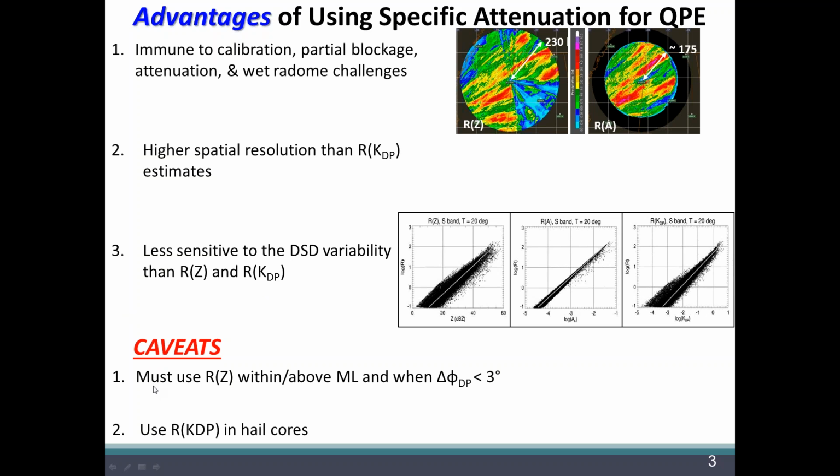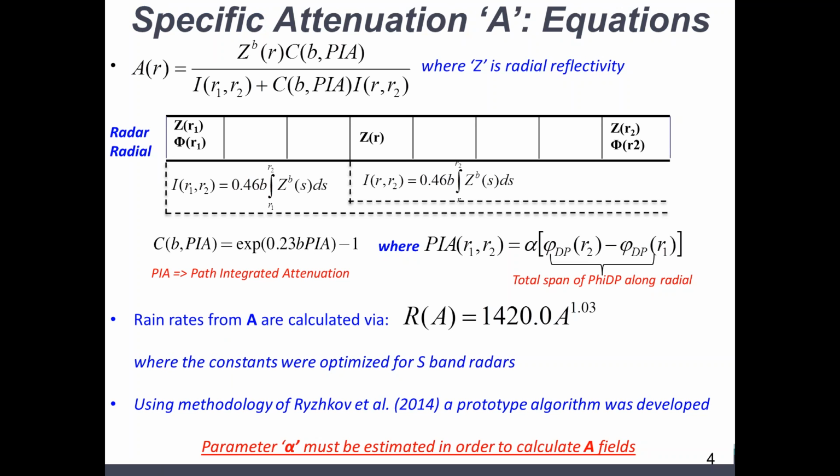The caveats were that we must use RZ within and above the melting layer, and when delta PDP, or the change in differential phase along a radial, is less than 3 degrees. And we need to use R-KDP within hail cores. The reason why is specific attenuation values can get quite large in the presence of ice, and that would result in erroneous rainfall rates.